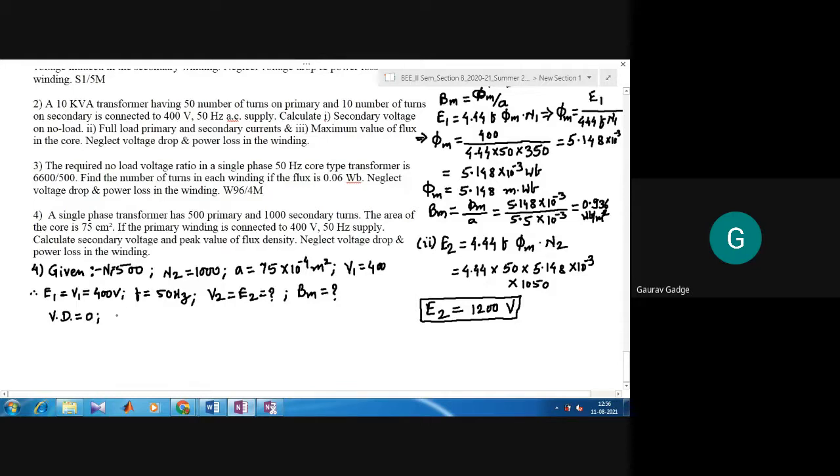And power loss is also equal to 0. And this is your N1. Primary number of turns N1 is 500, secondary number of turns is 1000.